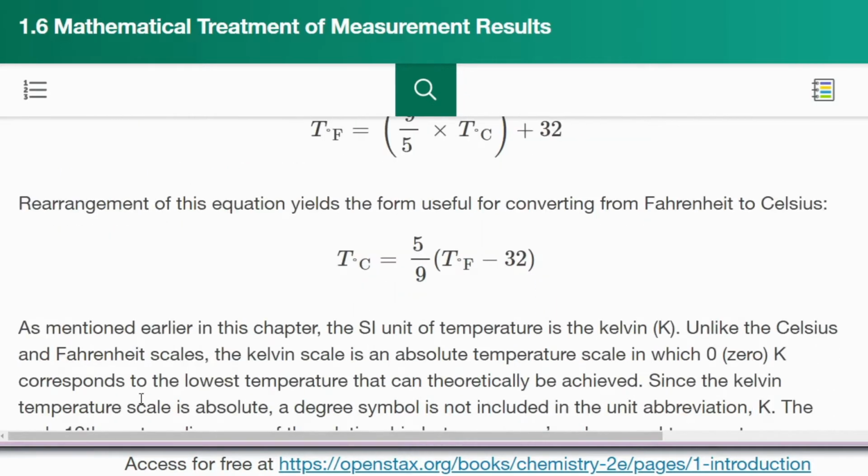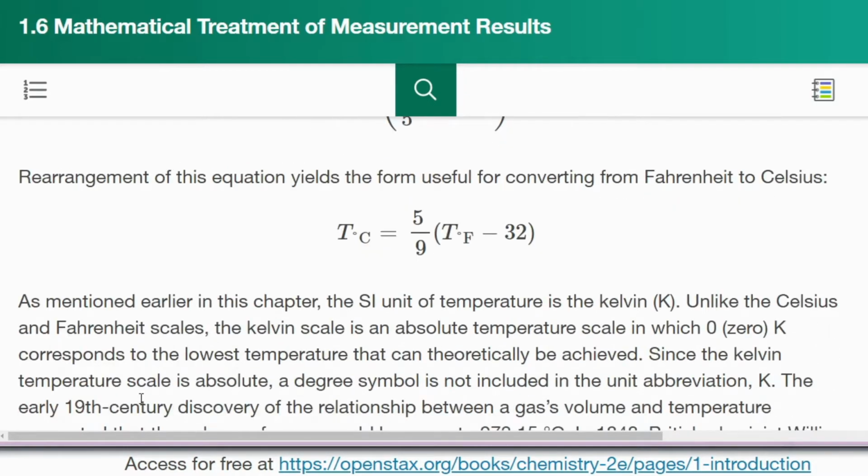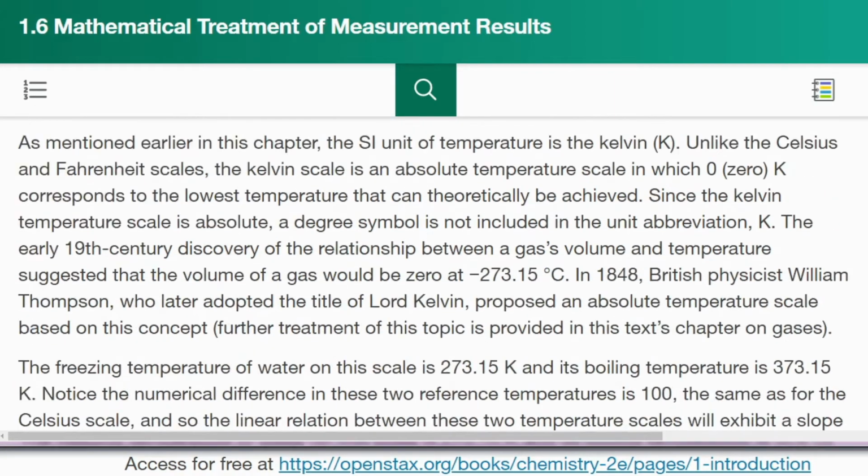Rearrangement of this equation yields the form useful for converting from Fahrenheit to Celsius. That is, temperature Celsius is 5/9 times temperature Fahrenheit minus 32. As mentioned earlier in this chapter, the SI unit of temperature is the Kelvin. Unlike the Celsius and Fahrenheit scales, the Kelvin scale is an absolute temperature scale, in which 0 Kelvin corresponds to the lowest temperature that can theoretically be achieved. Since the Kelvin temperature scale is absolute, a degree symbol is not included in the unit abbreviation K.